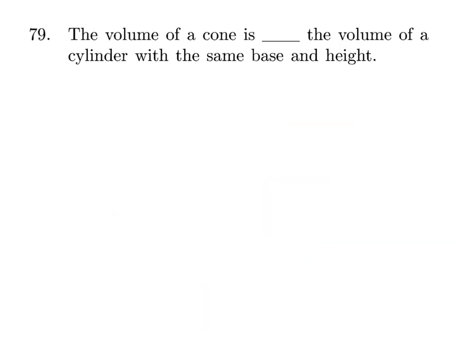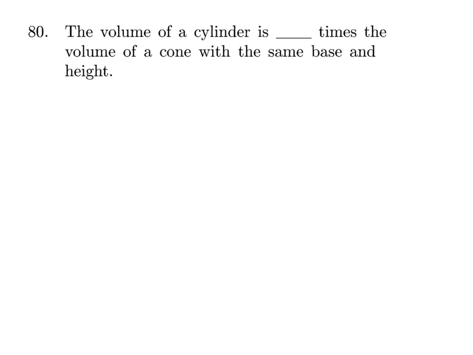Alright, the volume of a cone is blank the volume of a cylinder with the same base and height. Alright, so it's just 1/3. That's all there is to that. The volume of a cylinder is blank times the volume of a cone with the same base and height. Okay, so they're just going backwards. So if you multiply by 1/3 of the area of a cylinder to get a cone, you would multiply by 3 to go from the area of the cone back to the cylinder.